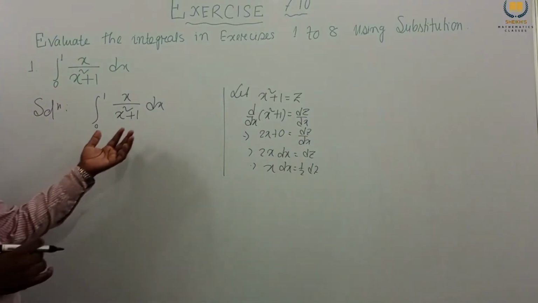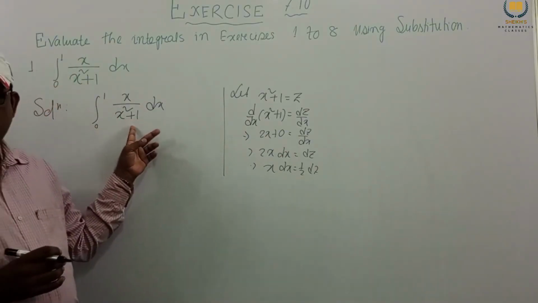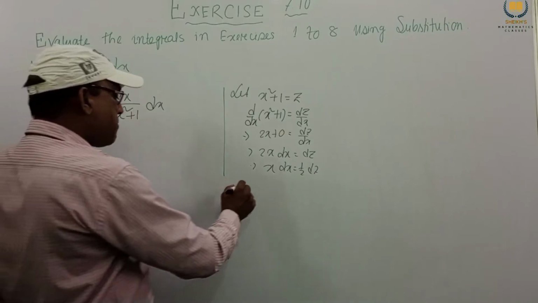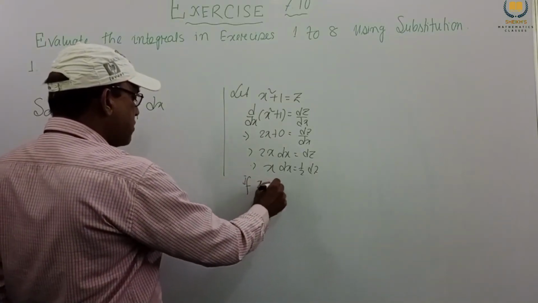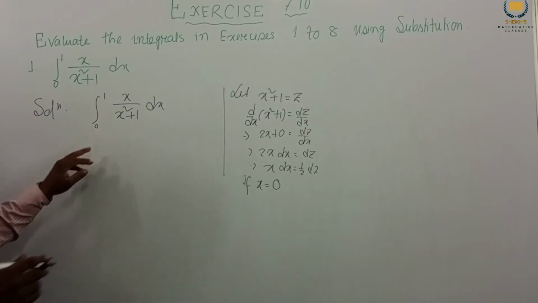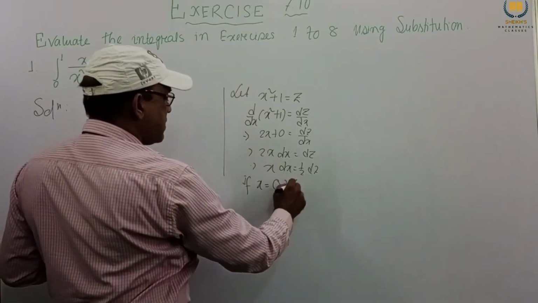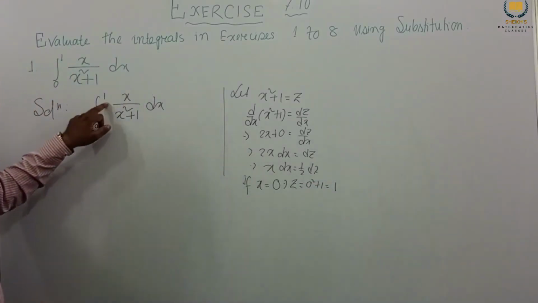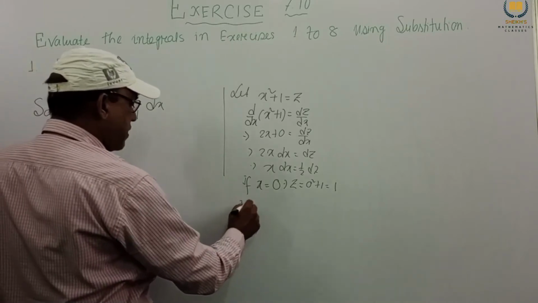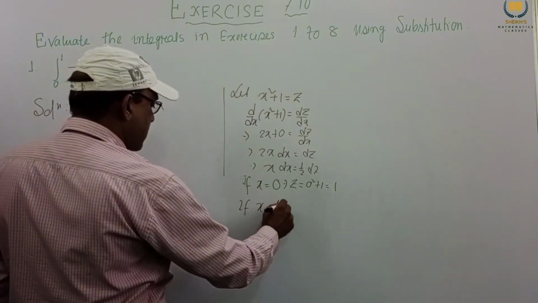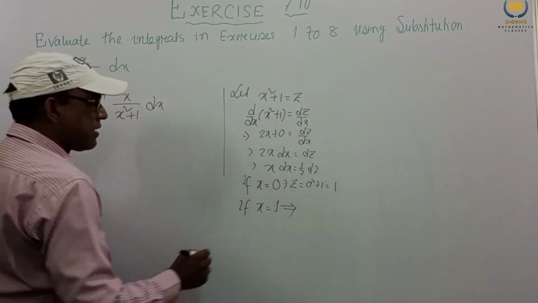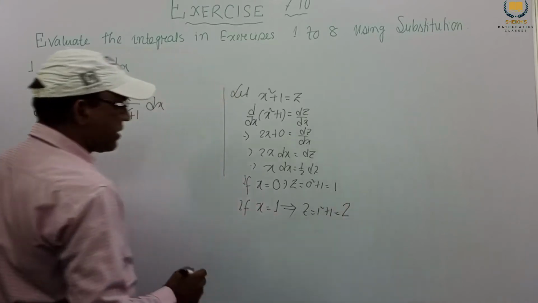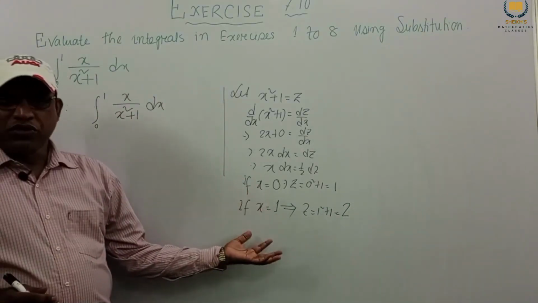Now the limits given are for x, so we convert the problem in terms of z. So we interchange our limits also. If x equal to 0, the lower limit, then z equals 0 square plus 1 equals 1. And the upper limit given is 1; if x equal to 1, then z equals 1 square plus 1 equals 2. We interchange our limits also.